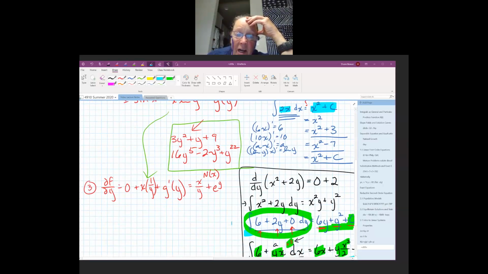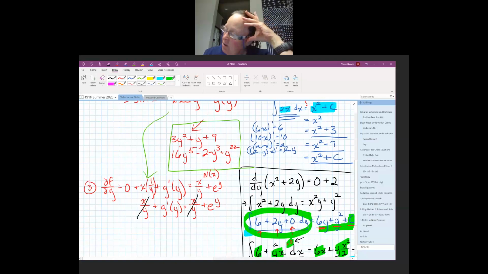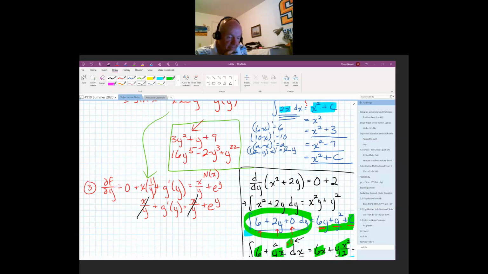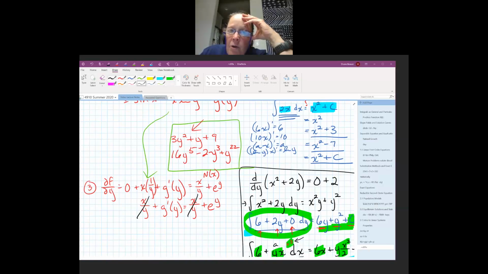Okay. Because I made that mistake previously when I did not retain the x in that partial. You remember I said it's 1 over y? Well, really it's x over y, or x times 1 over y. Then I got stuck, because what I would do is subtract x over y from both sides, and that would go away, and that wasn't happening for me. Okay, so now we get g prime of y equals e to the y. Do you agree? Yes, that's exactly right.